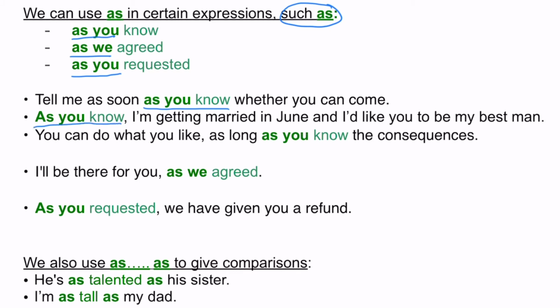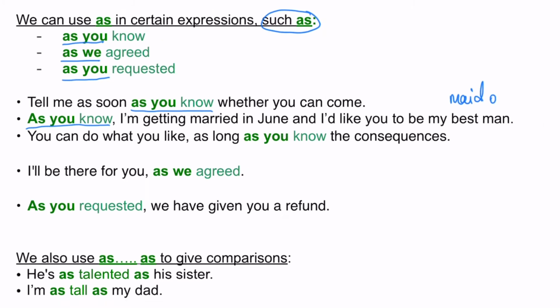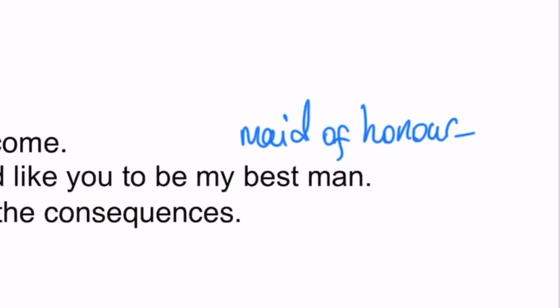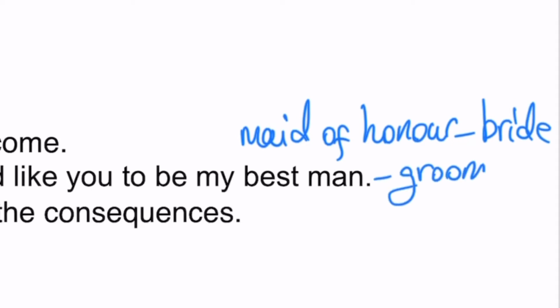As you know, I'm getting married in June and I'd like you to be my best man. Best man is the person who accompanies the man to the altar, and maid of honor is the person who accompanies the woman to the altar. So best man is for the groom and maid of honor is for the bride. The bride and groom are the couple that gets married.